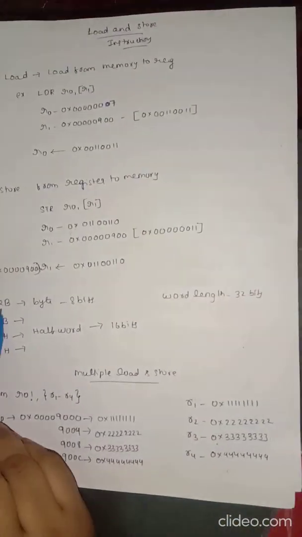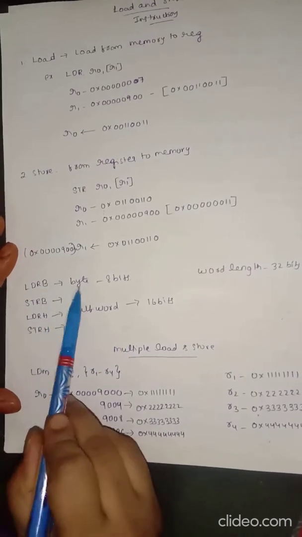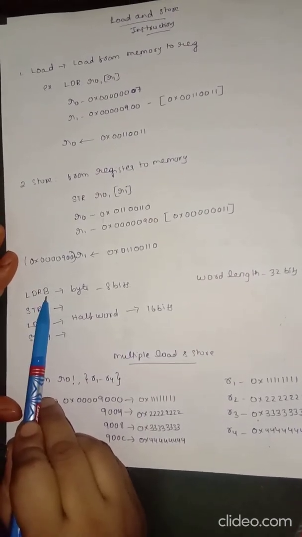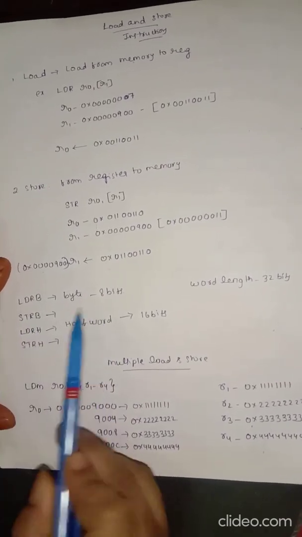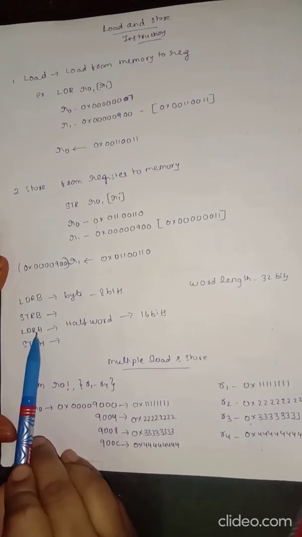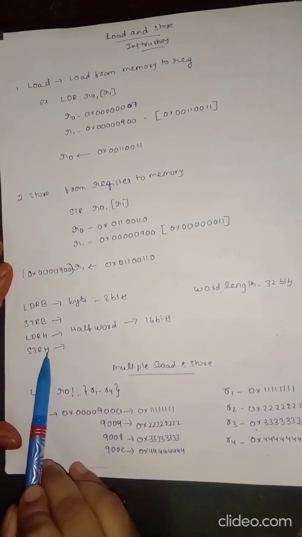Now what is LDRB, STRB, LDRH, STRH? B means byte. So LDRB loads a byte from memory to register. STRB stores a byte from register to memory. Again, LDRH loads a half word from memory to register, and STRH stores a half word from register to memory.